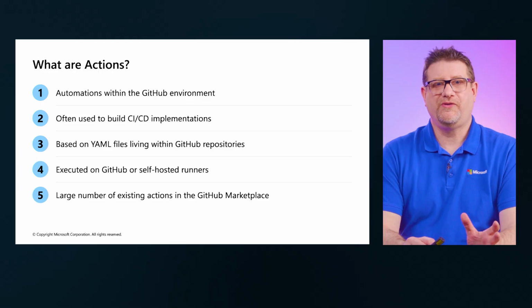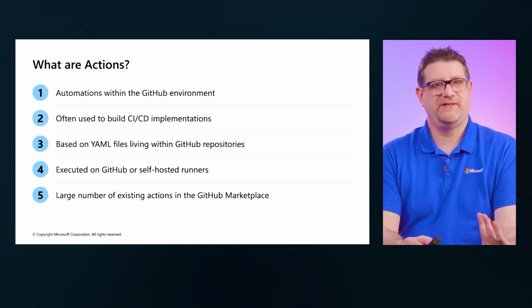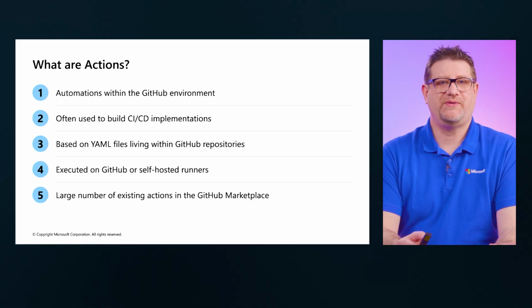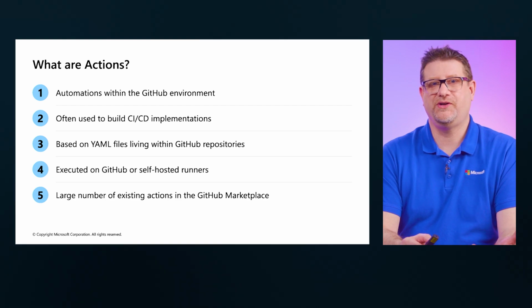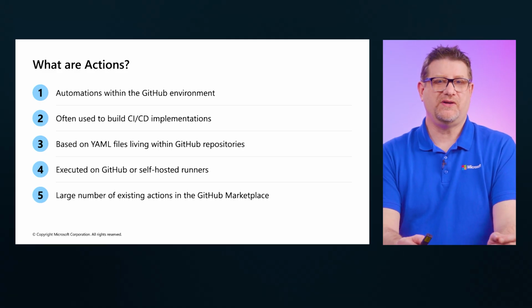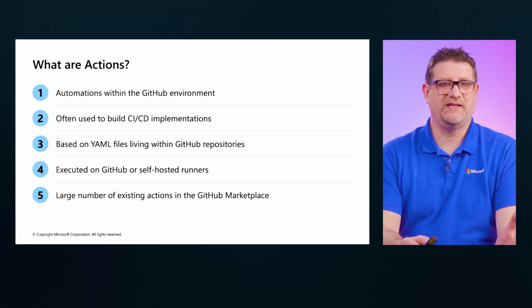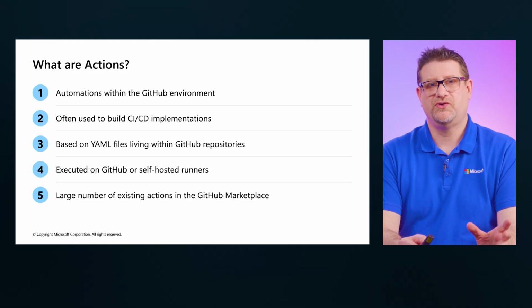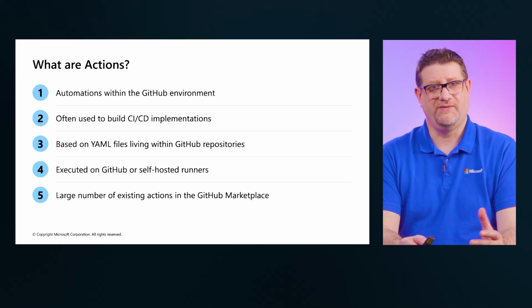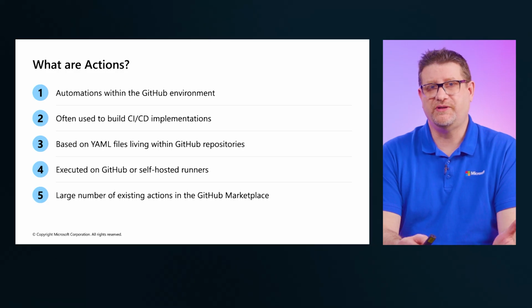GitHub Actions are powerful automations built directly into the GitHub environment, designed to streamline and enhance our development workflow. At the core, Actions allow us to automate tasks like building, testing, and deploying code, making continuous integration and continuous delivery much more accessible. These automations are defined using YAML files that live within your GitHub repositories. So your workflow definitions are versioned right alongside your code. Actions can run on GitHub's own hosted runners or on self-hosted machines, giving you flexibility depending on your project's needs. Plus, there's a vast marketplace of pre-built actions that you can use to quickly add functionality without writing it from scratch.